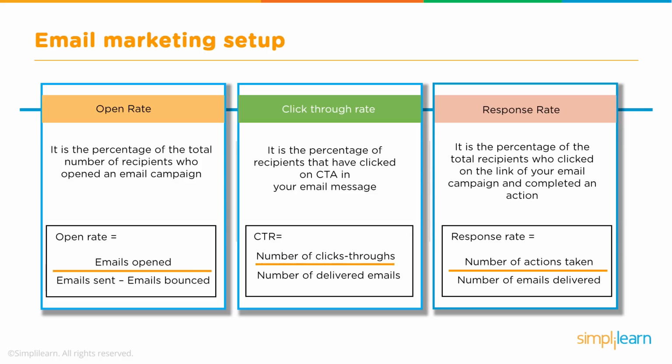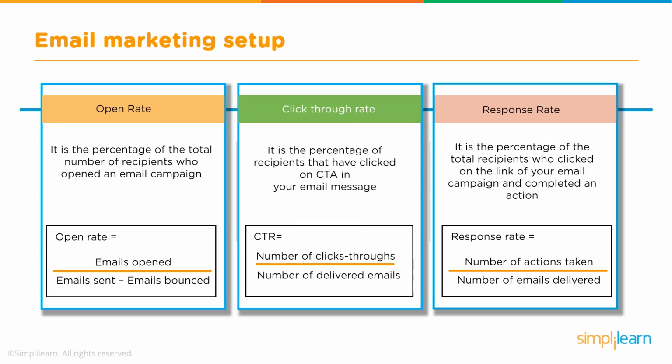The first step is you've got to get people to open it. That's where the subject line is so important. Click-through rate, that's where the messaging and call to action is so important. We want to get people to click on that call to action. And then the response rate, we want them to buy. So those are our 3 key metrics related to email marketing.